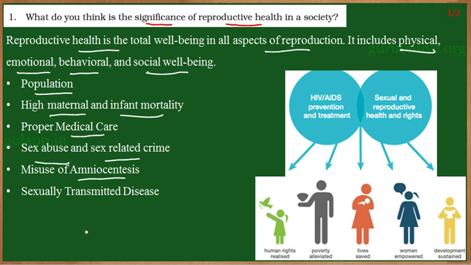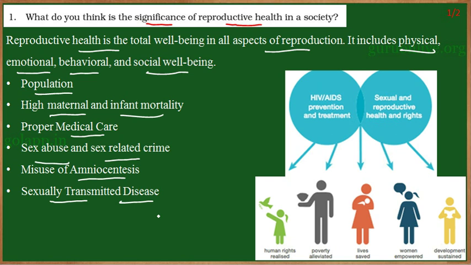The next problem associated with reproductive health is sexually transmitted diseases. Examples are AIDS, gonorrhea, syphilis, herpes. All these are infectious diseases, and they are transferred from one person to another through sexual contact. Now these are the problems associated with reproductive health.